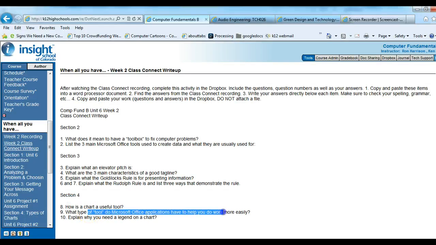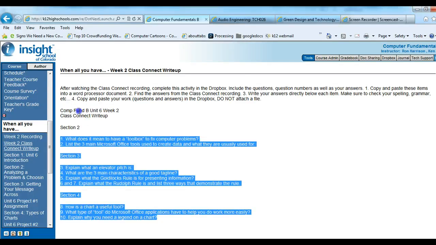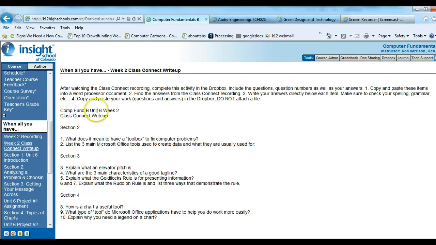What type of tool do Microsoft applications have to make your work easier? They're called wizards. Then finally, explain why you need a legend on a chart. We need a legend because it tells people what the information in the chart contains, the importance of that information, what all the colors and lines and things like that mean. So we've answered all of these questions in this presentation. And again, when you turn in these write-ups, it's going to be text in the Dropbox, not an attached file.